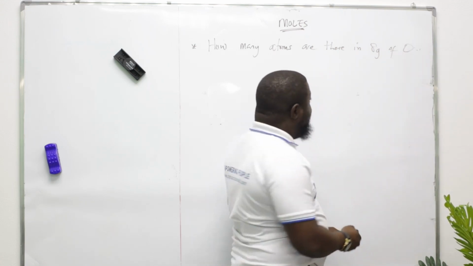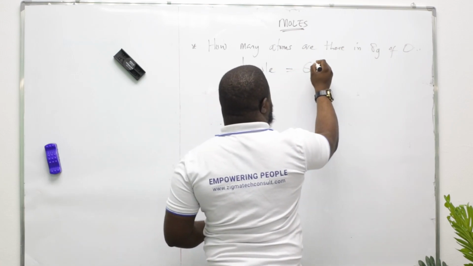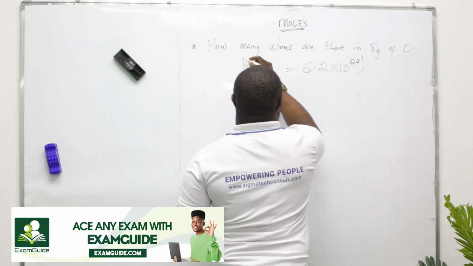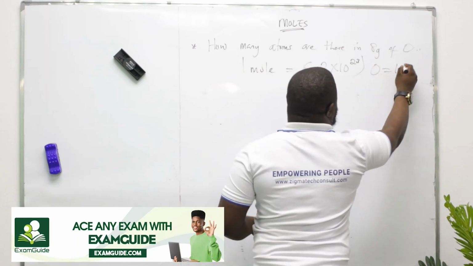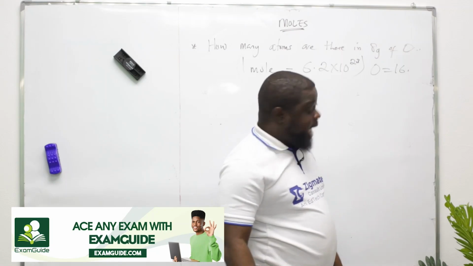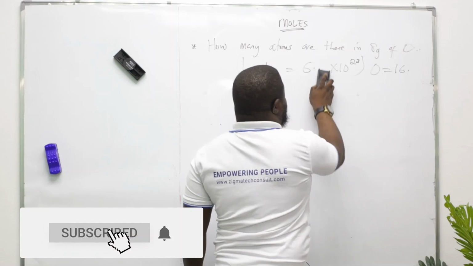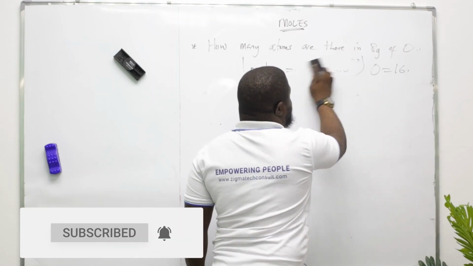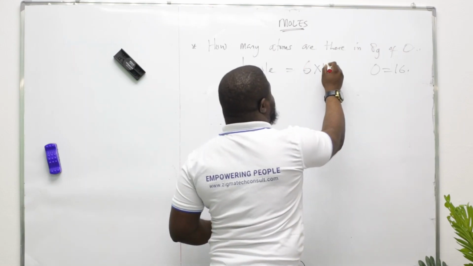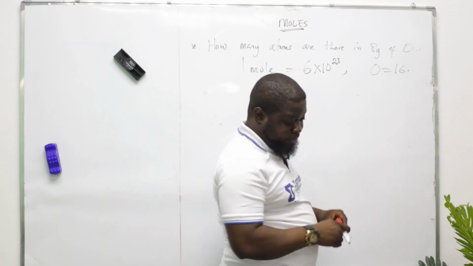They gave you 1 mole as 6 times 10^23, and O is 16.